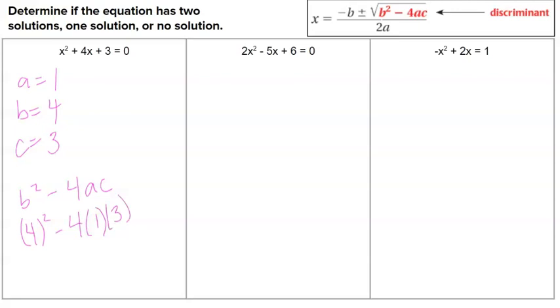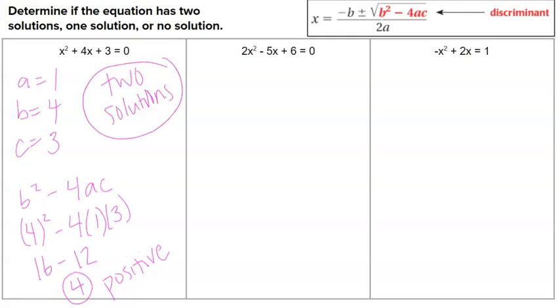You can do the math in your head, or you can use your calculator. I'm going to show you both depending on which one you want to do. We're going to start with evaluating the exponent. So 4 squared is 16, minus 4 times 1 is 4, times 3 is 12. 16 minus 12 is 4. It is a positive discriminant, which means this quadratic equation will have 2 solutions. And that's all you need to identify.